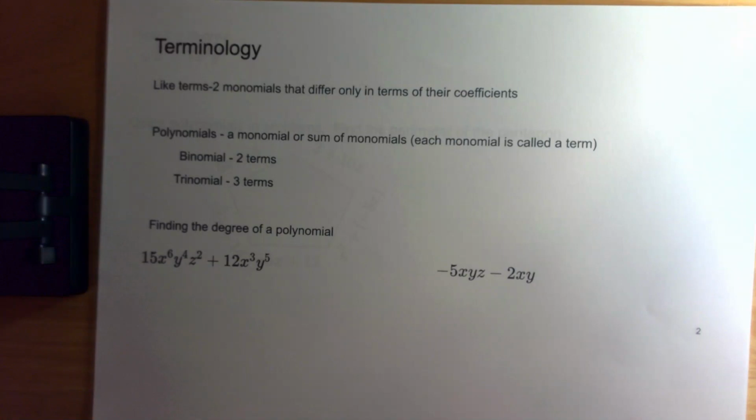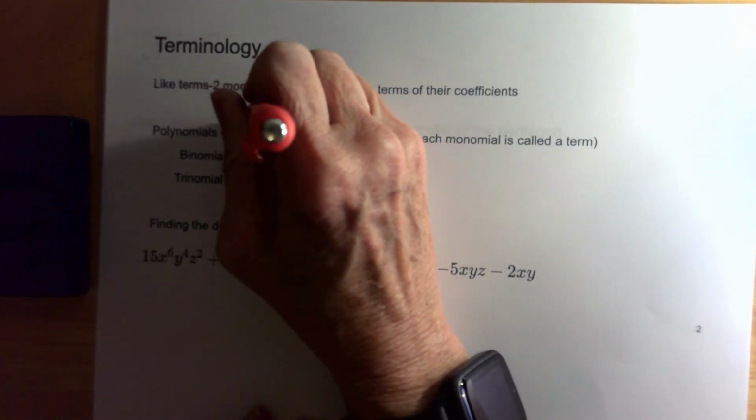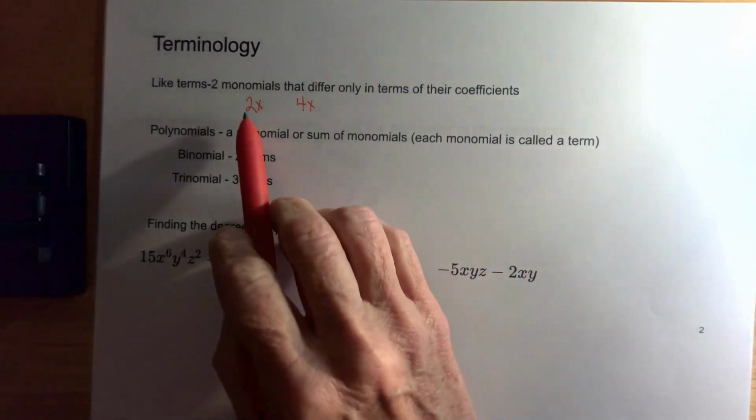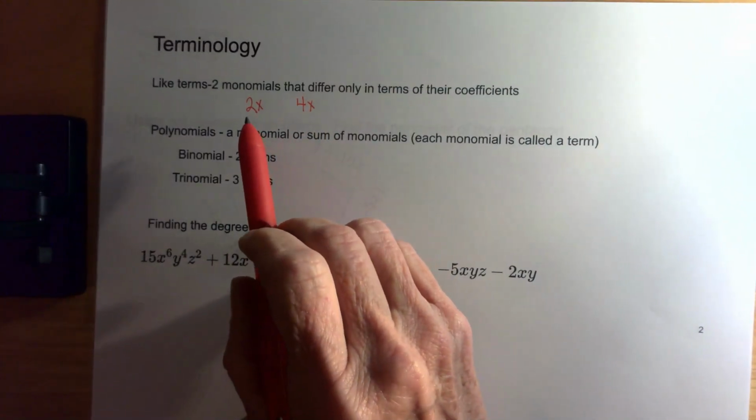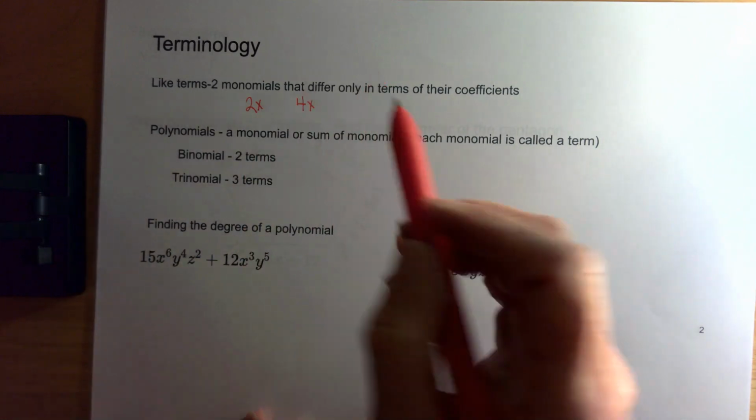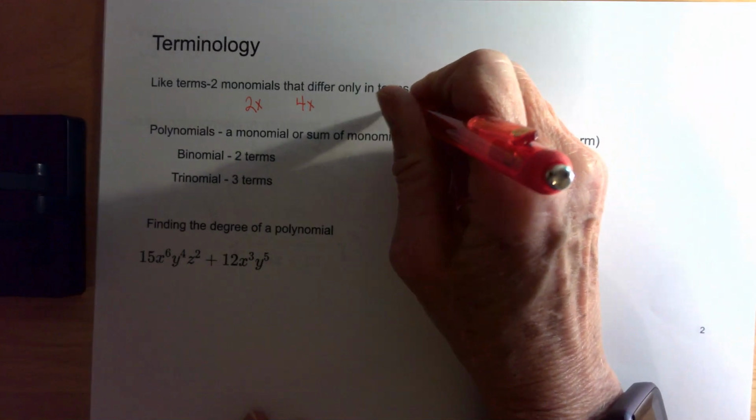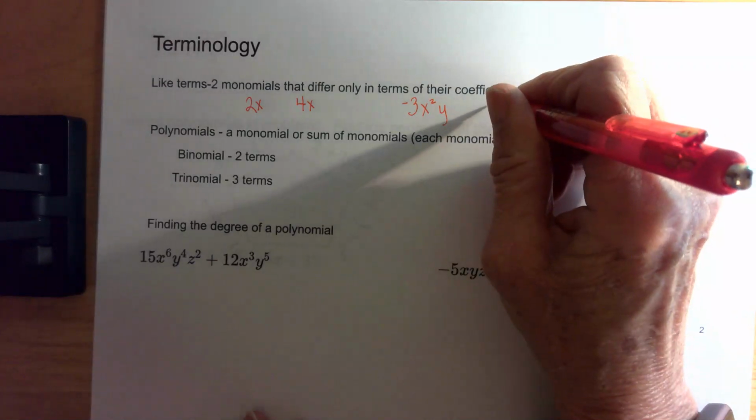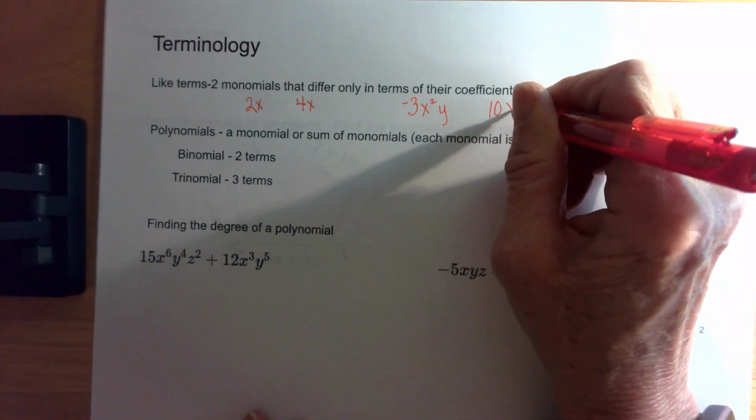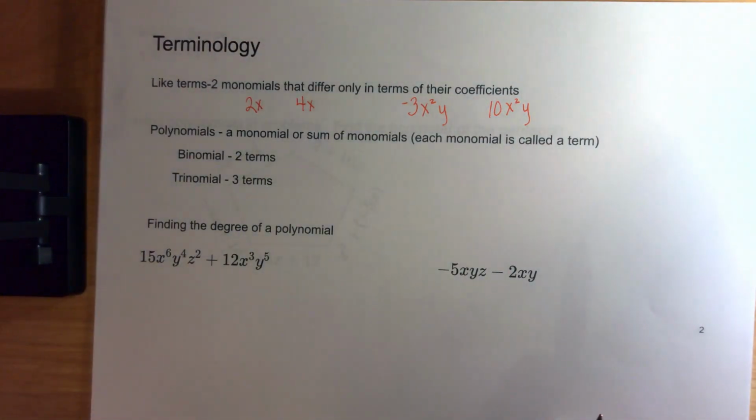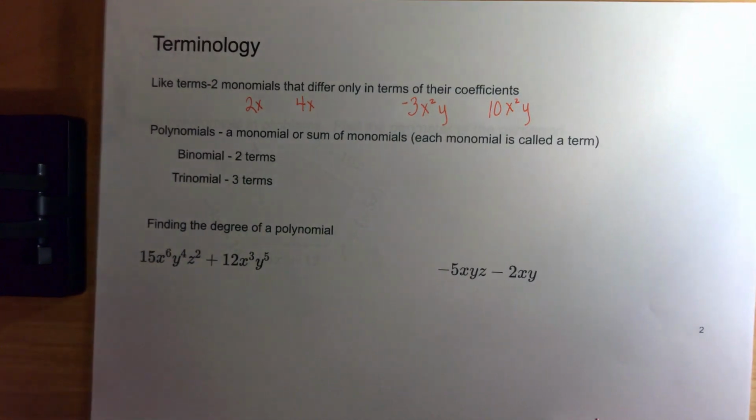Like if I said 2x and 4x. They are like terms because they both have an x, and one has a coefficient of 2 and one has a coefficient of 4. If I said negative 3x squared y, a like term with that would be 10x squared y. Now, when you go to do math on polynomials, you can only combine like terms.